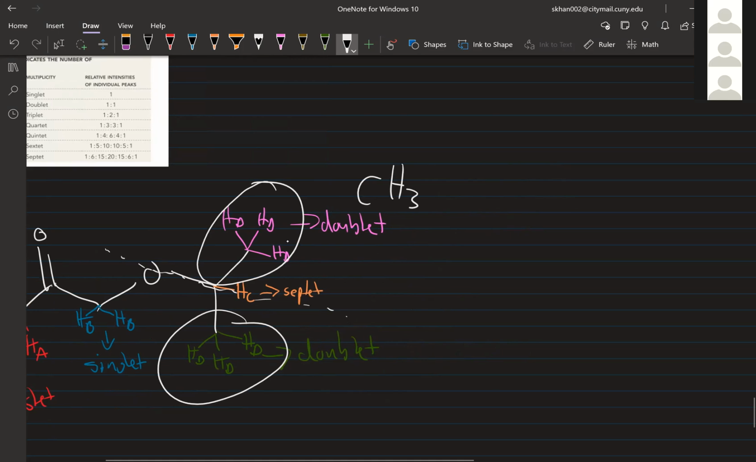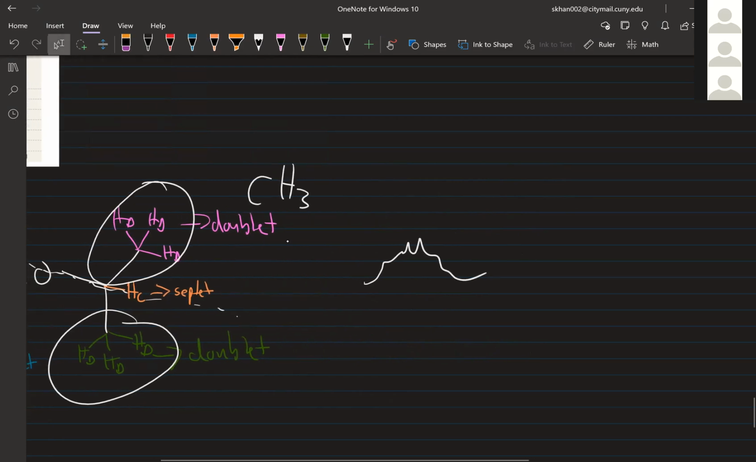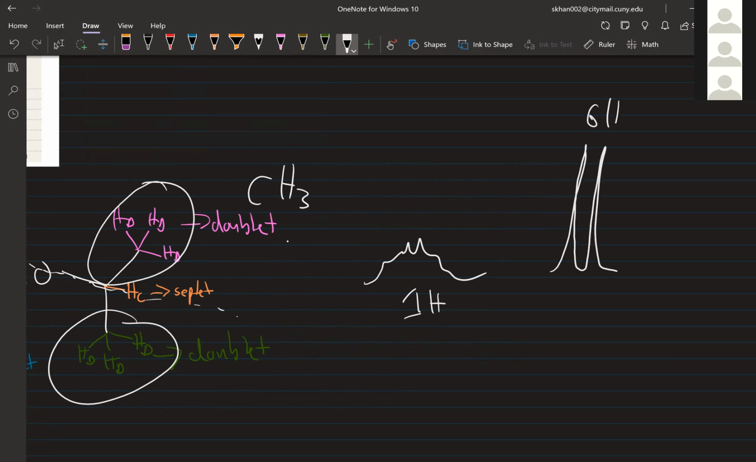This is very characteristic of isopropyl groups. You'll always see a septet, I'm just going to draw a horrible septet, with an integration of 1. And then you'll see a doublet with an integration of 6H. It's a pattern recognition, which the book covers, because those methyl groups are chemically equivalent to each other.